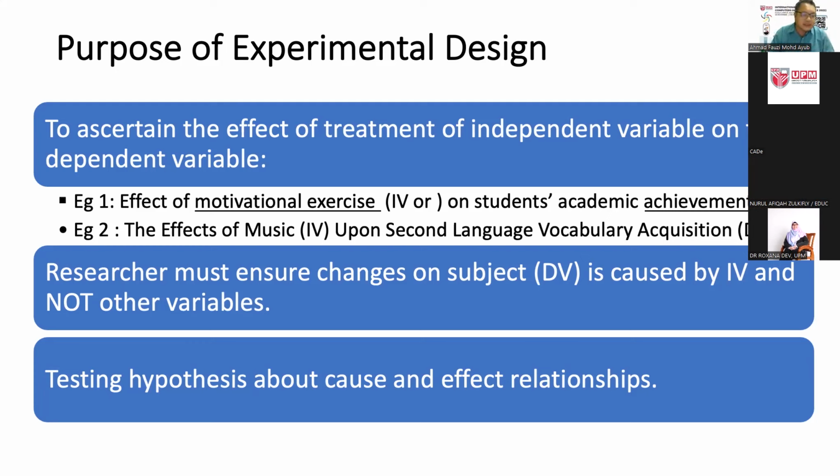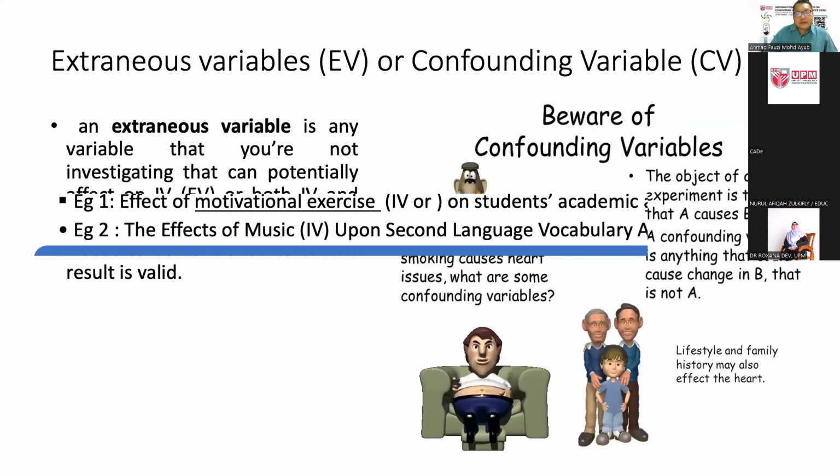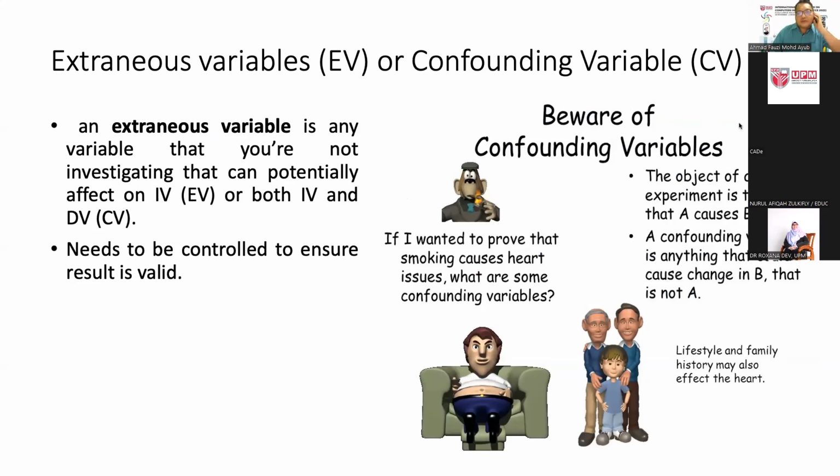So this is cause and effect research. Okay, so these are some of the variables that we normally use in the experimental design.